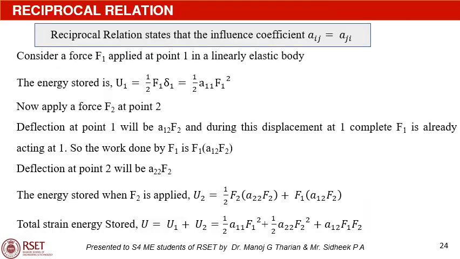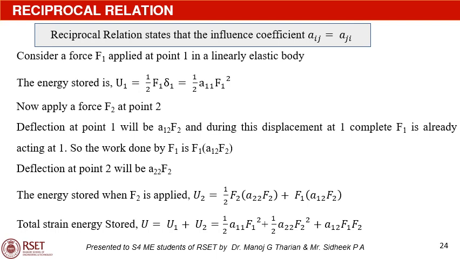Now we will study an important relationship regarding the influence coefficient, that is the reciprocal relation. Reciprocal relation states that the influence coefficient Aij equal to Aji. The proof: consider a linearly elastic body acted upon by a force F1 at point 1. The energy stored is given by U1 is equal to half F1 delta 1, which is equal to half A11 F1 square, because delta 1 equal to A11 into F1.